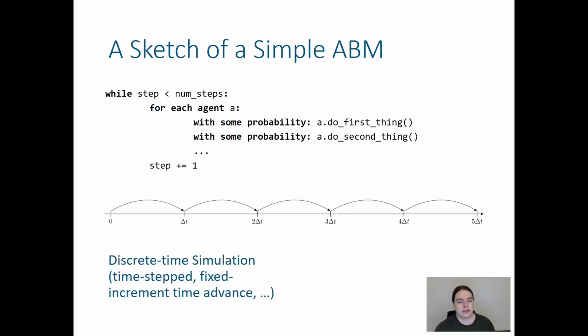This is what we call a discrete time simulation. And many agent-based models are designed this way. If you imagine how time advances, we start at some time point 0. This is where the step counter is 0. Then all agents act simultaneously at this time. Then we advance time by some delta t. This is the step size. And then all agents act again. We advance time. All agents act. We advance time, and so on.